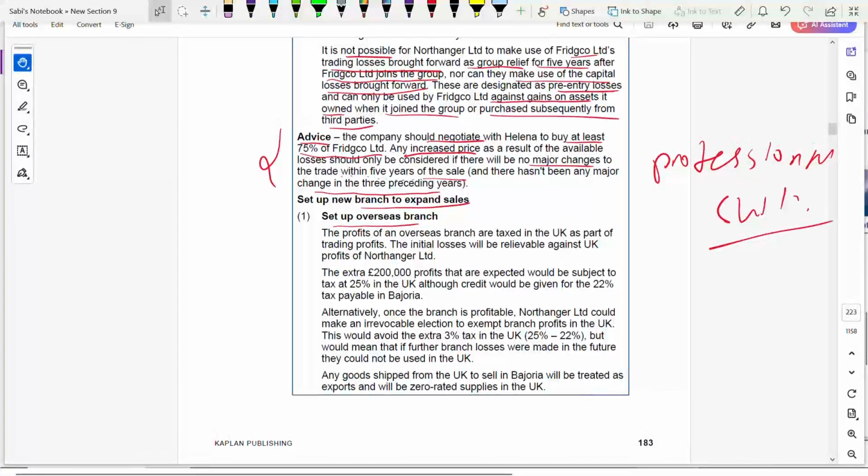So now, when you're setting up a branch, what happens? Remember, an overseas branch will be taxed in the UK. They are taxed in the UK. So because they are taxed in the UK, the initial losses also can be relieved against the UK profit. Number 1. Number 2. Tax credit.